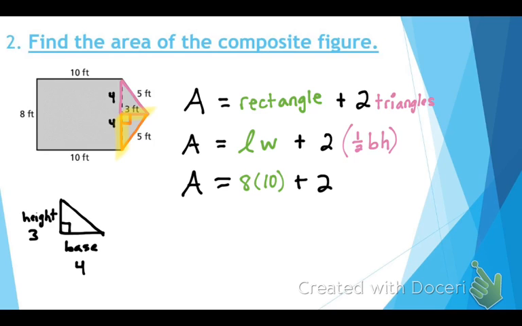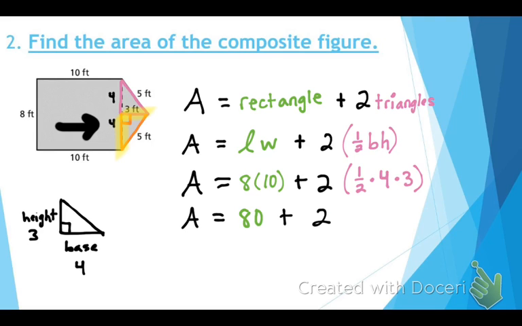What is my base of the triangle? 4. 4 is the base, okay? Remember this down here, that's the bottom part of the triangle. All right, so we've got times 4, and what's the height? 3. Times 3. Okay, so now let's just go ahead and we're going to work through this. What's 8 times 10? 80. Plus we have to add in how many triangles did I have? 2. Plus 2 triangles. Let's do this part together.